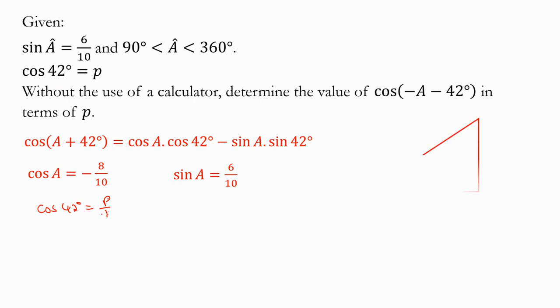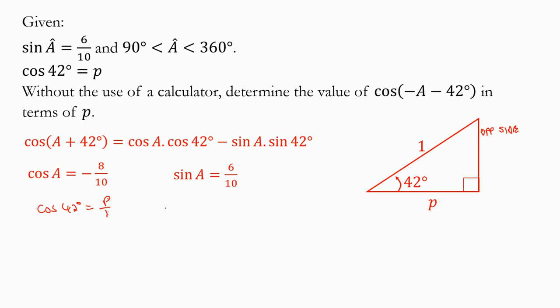So we draw our diagram like this, and then we put our angle. The adjacent side here is where you put your p, and then the hypotenuse is 1. Remember, cosine of an angle is what? Adjacent side over the hypotenuse. So now we need to find our opposite side. What do we do to find the opposite side?